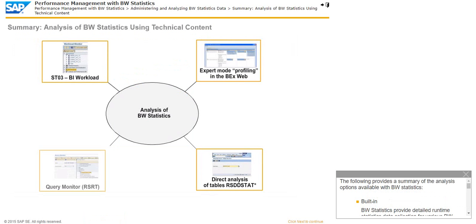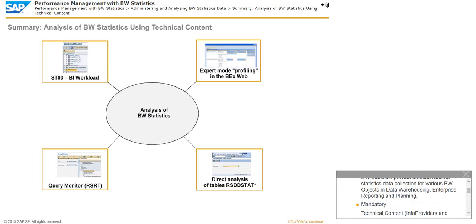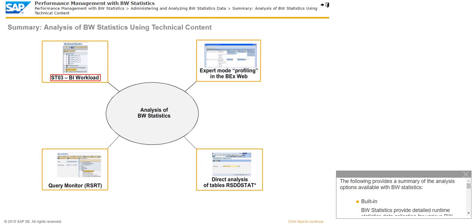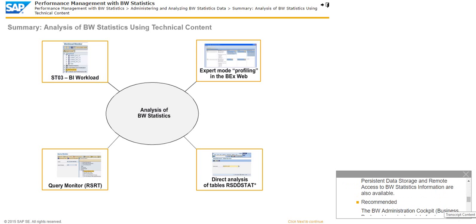The following provides a summary of the analysis options available with BW Statistics. Built-in. BW Statistics provide detailed runtime statistics data collection for various BW objects in data warehousing, enterprise reporting and planning. Mandatory. Technical content such as info providers and data sources provide central data for the BW administration cockpit and BI workload accessed using transaction code ST03. Persistent data storage and remote access to BW statistics information are also available.